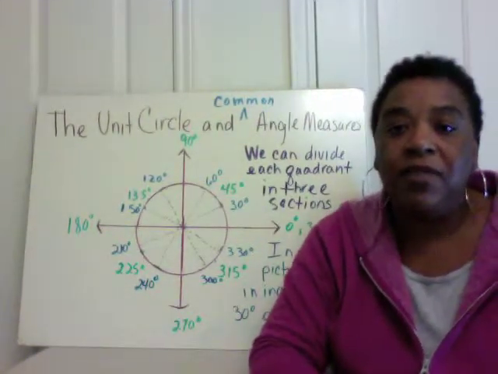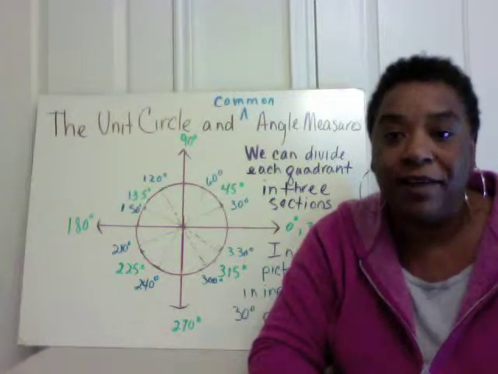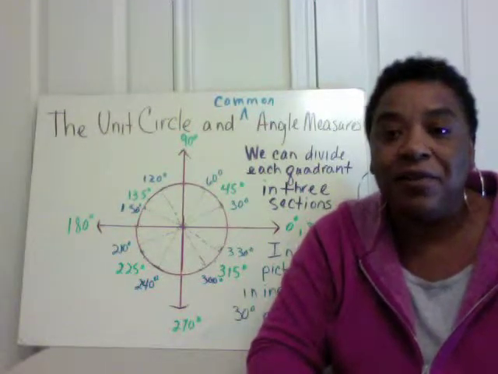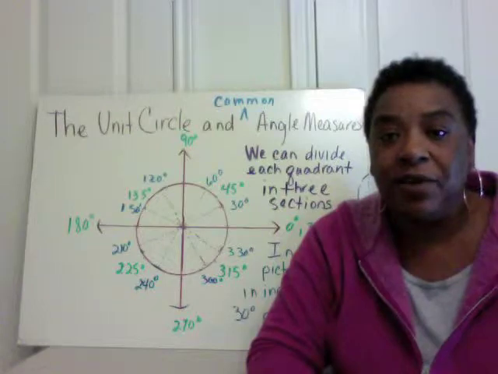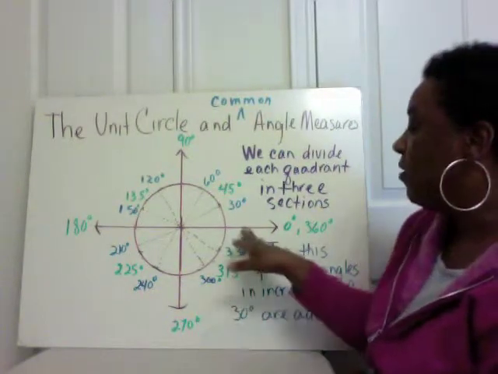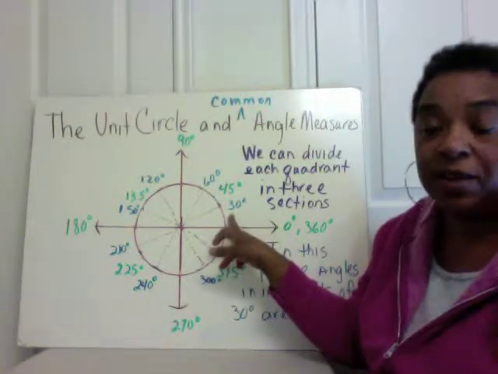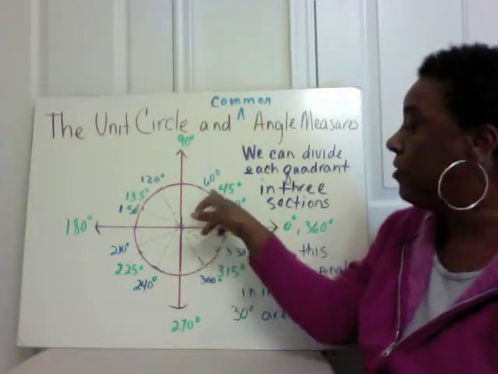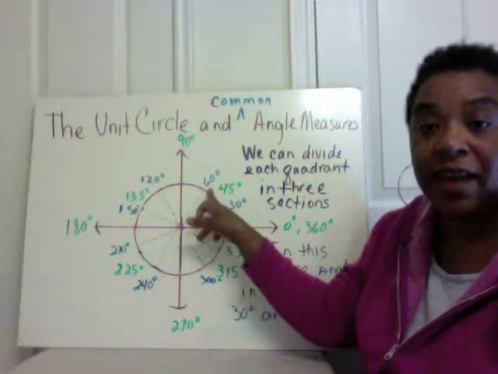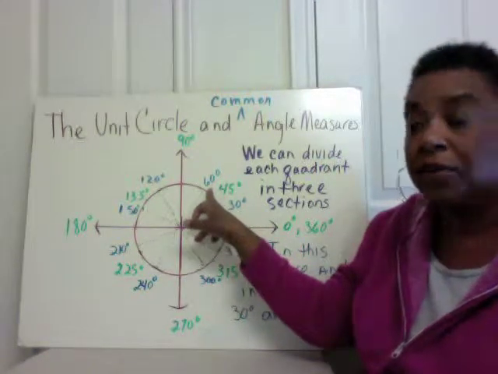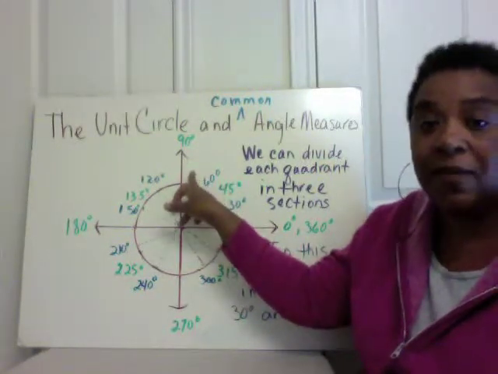Now we can also divide each quadrant into 3 parts. So when we divide 90 degrees by 3, we get 30 degrees. So starting at this initial side and going 30 degrees, we have a 30-degree angle. We go another 30 degrees and we have a 60-degree angle. We go another 30 degrees and we have a 90-degree angle.